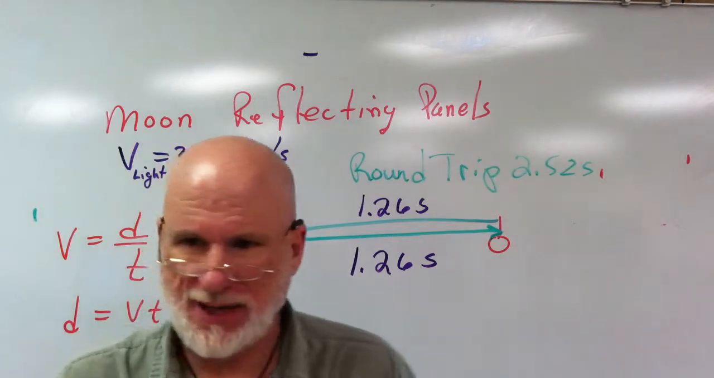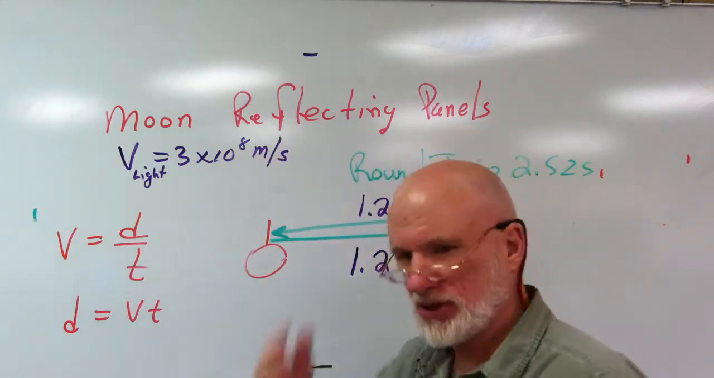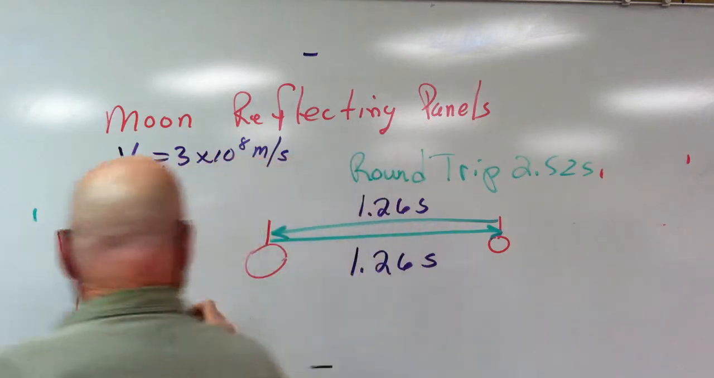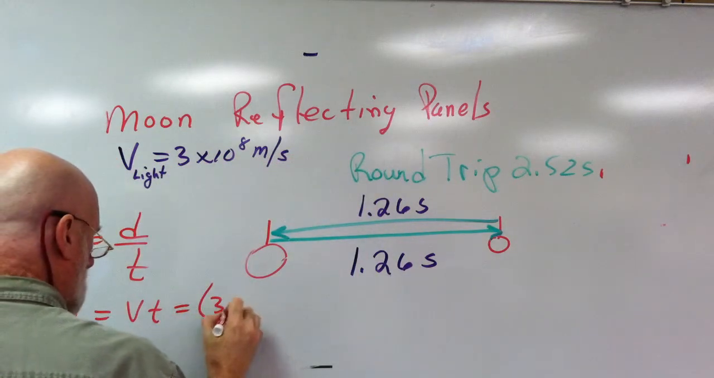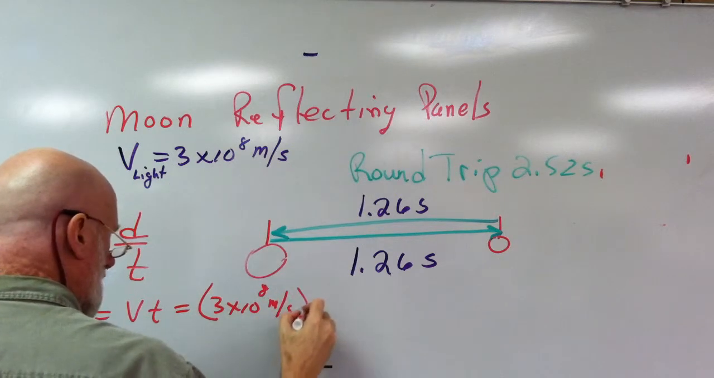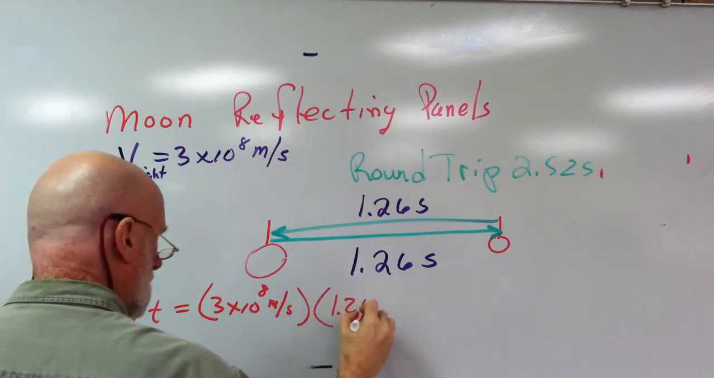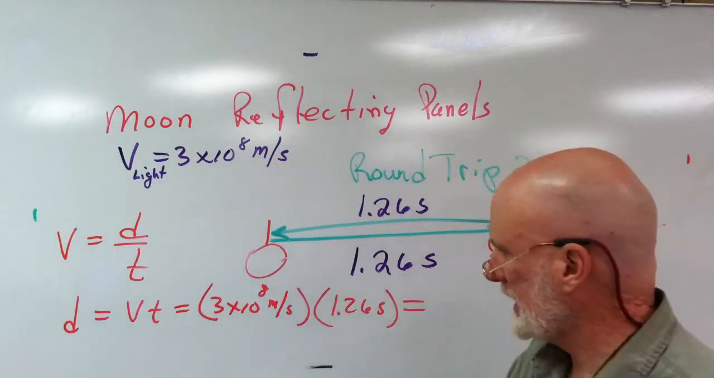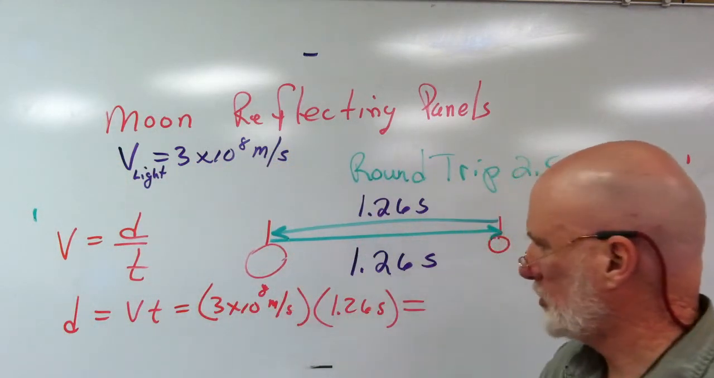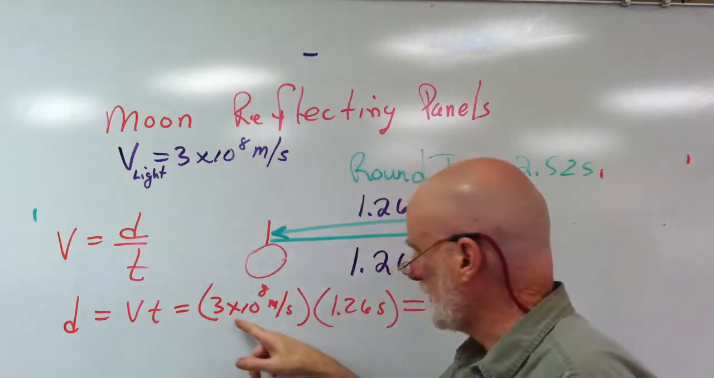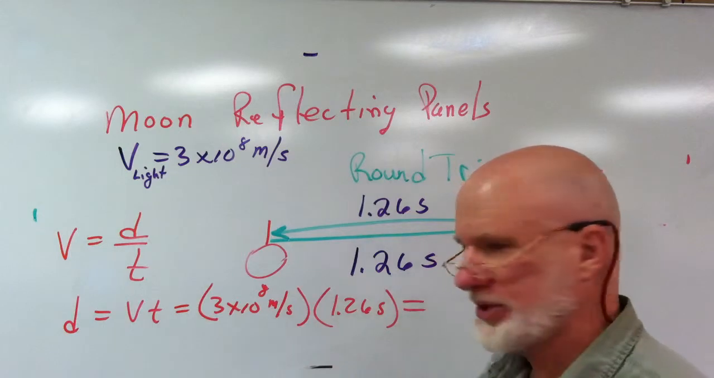It's easy, right? I know exactly. Sometimes you look too carefully and you read too much into this stuff. All right, so this is going to be 3 times 10 to the 8th meters per second times 1.26 seconds equals what? What's 3 times 10 to the 8th times 1.26?